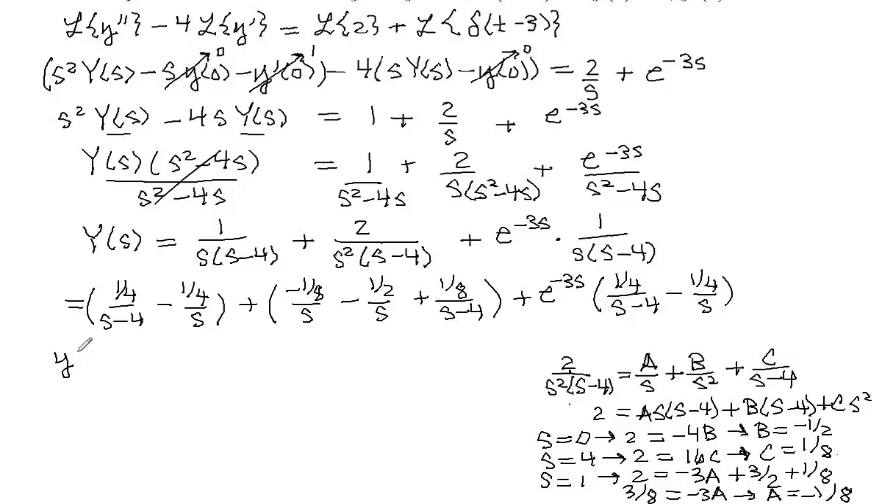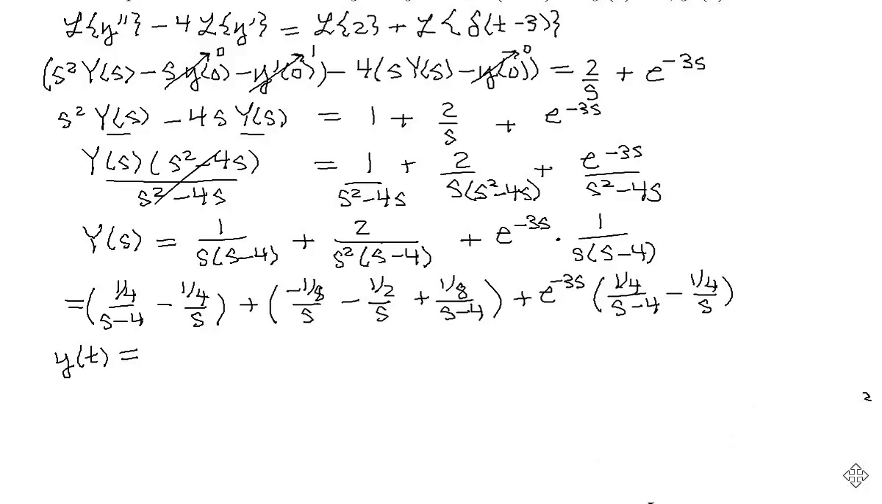So then little y of t, to line things up, is going to be the inverse transform of this guy. Let's clean this out of here, give ourselves some room to breathe. So inverse transform here, 1/4 will come out in front. Inverse transform of 1 over s minus 4 is going to be e to the 4t, minus, pull this 1/4 out, inverse transform of 1 over s is just 1.